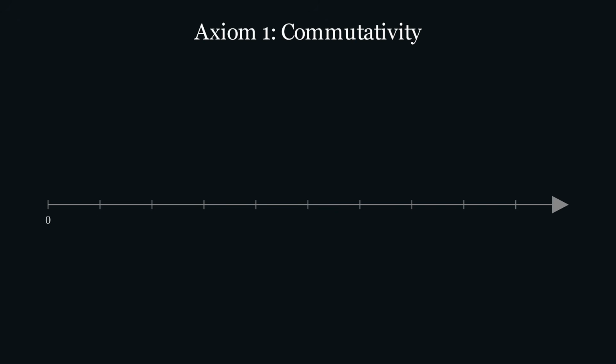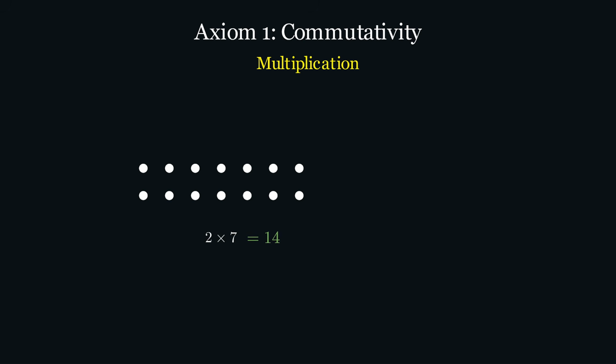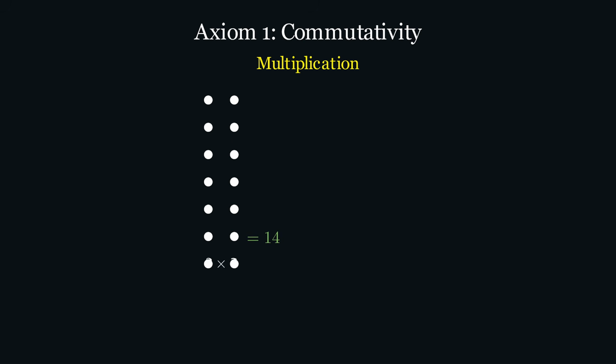The first axiom states that addition and multiplication are commutative. Adding 3 and 5 yields 8. Adding 5 and 3 yields the same result. Multiplying 2 and 7 gives 14, as does multiplying 7 and 2. Order of operands does not affect the outcome.